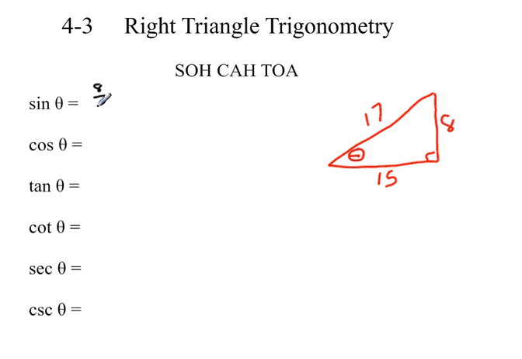Okay, now SOHCAHTOA tells us that to find the sine of any angle, we take the opposite side over the hypotenuse. Cosine of any angle is adjacent over hypotenuse. And tangent of any angle is opposite over adjacent.